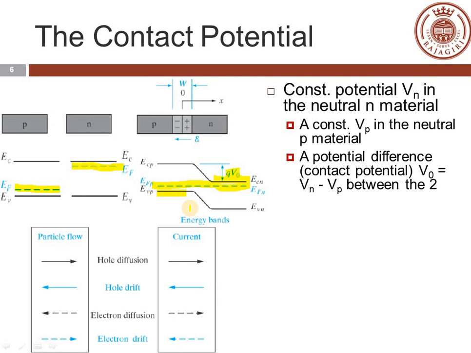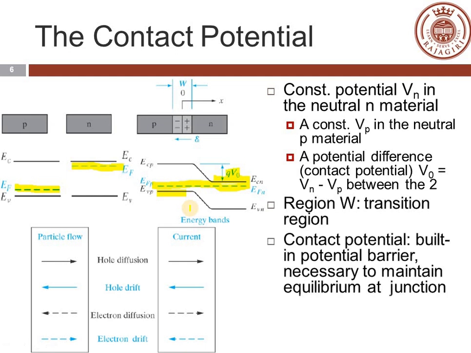So a constant potential Vn in the neutral N material will be there. Similarly, a constant potential Vp in the neutral P material will be there. The difference between these two, that is Vn minus Vp, is taken as the contact potential or V0. The region of width W is called the transition region, and contact potential by definition is the built-in potential barrier which is necessary to maintain equilibrium at the junction.